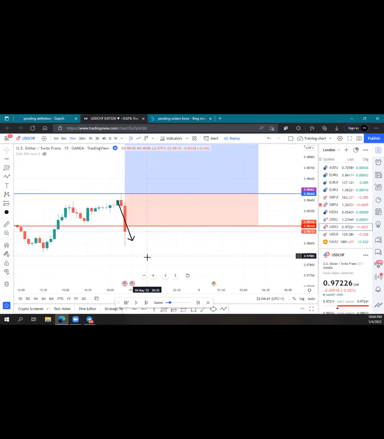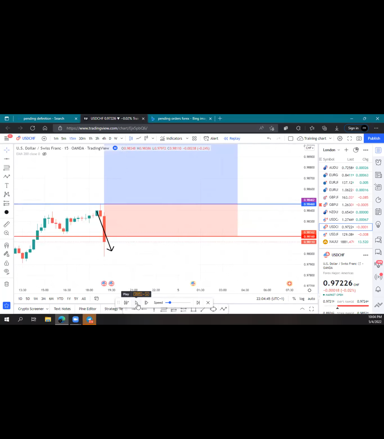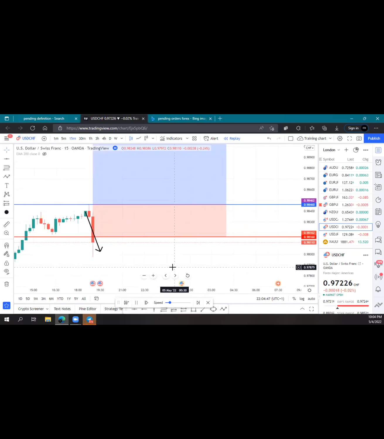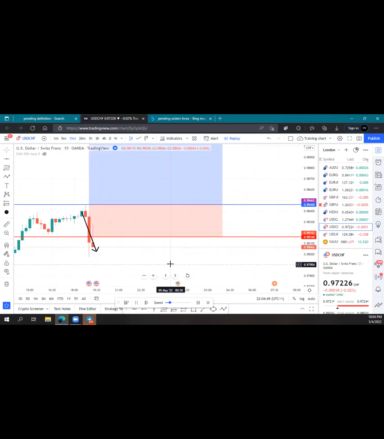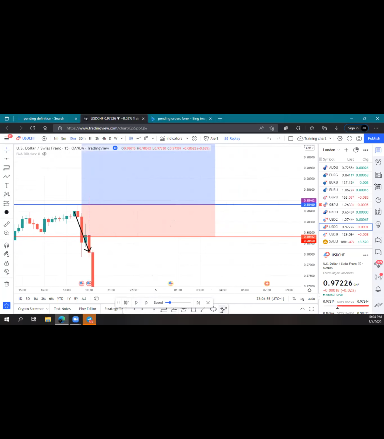Now look at what Bonnie did wrong. She was still in that pending order. And this is what happened. Boom. Are you seeing? After the market came down, a long candle, can you see this candle wick? It came and activated the trade and did what? Hit stop loss again. Bonnie, that's why you lost money, right?